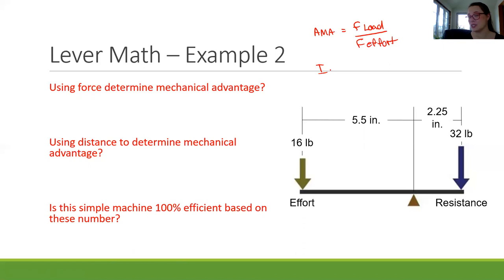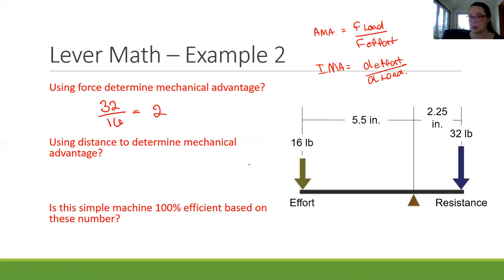Ideal mechanical advantage uses distance. It's going to be the distance of effort divided by the distance of the load. Okay, so those are 2 formulas. We want to use force to determine the mechanical advantage. So how do I do that? Well, I get 32 pounds of force out. I put 16 pounds in. How much was my force multiplied? 32 divided by 16 is 2.